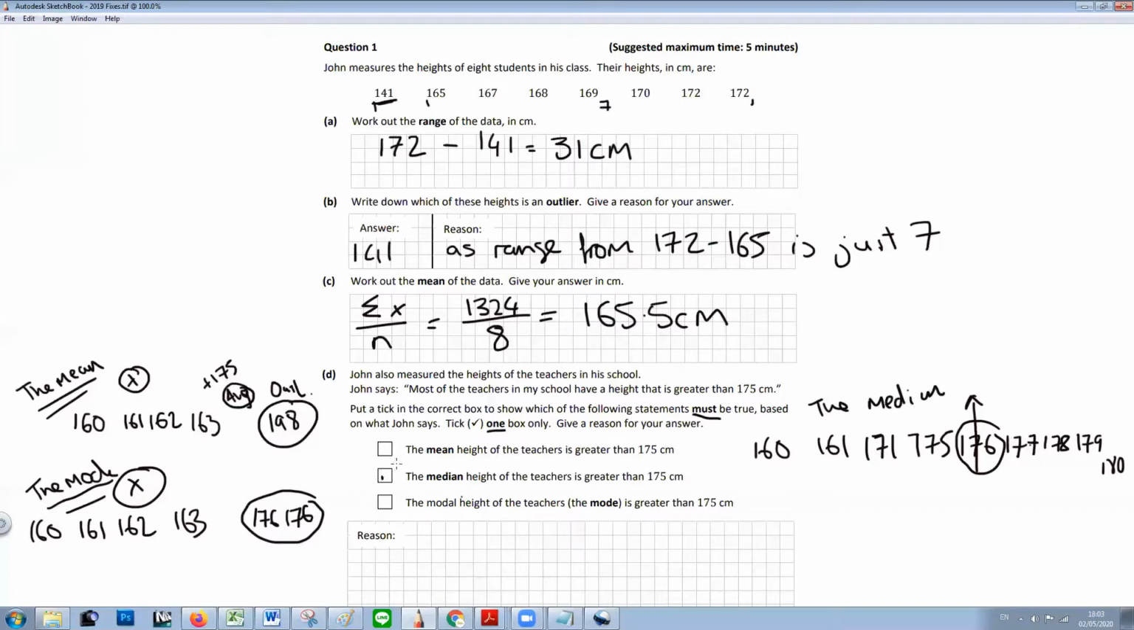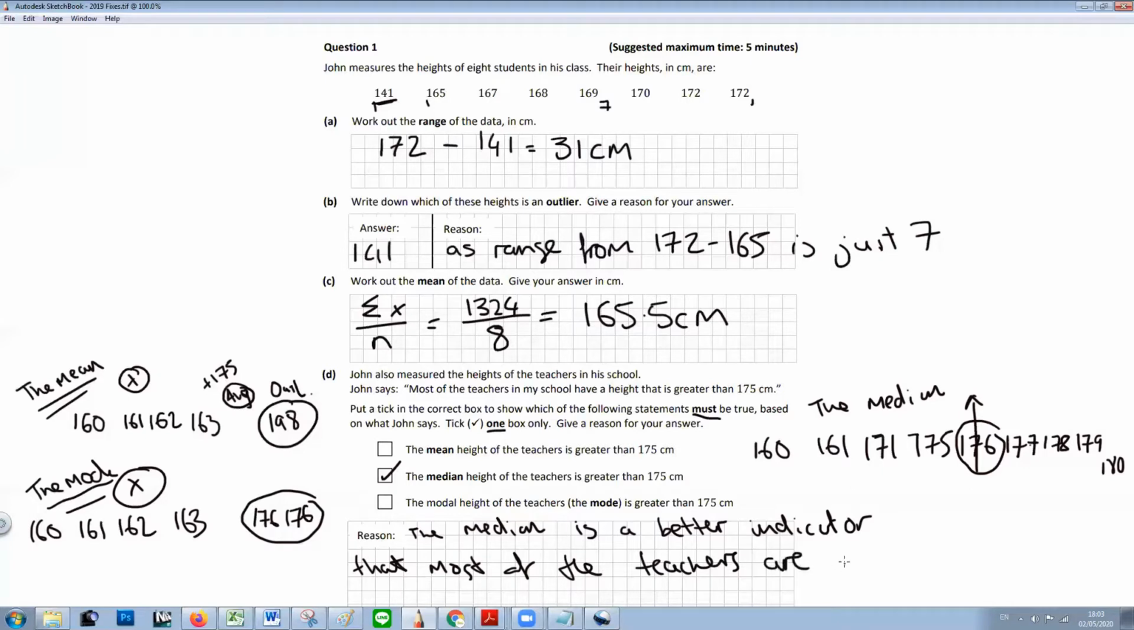I'm just going to put a tick in this box and give a reason. The median is a better indicator that most of the teachers are above 175. That should be sufficient as long as you have this here as well, because you're completely clarifying your stance. Hopefully that makes sense, and we'll go to the next one.